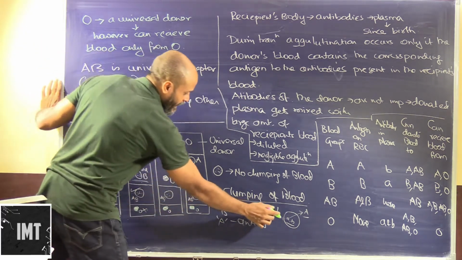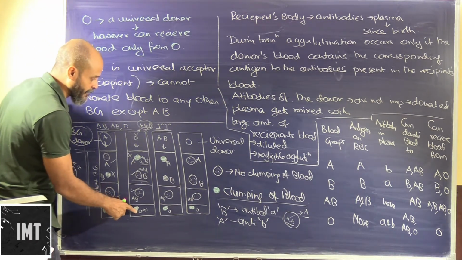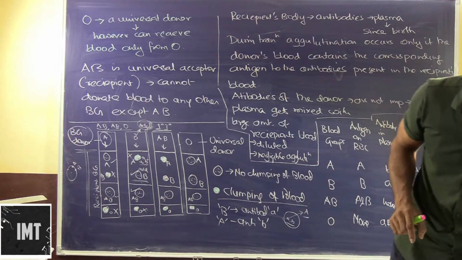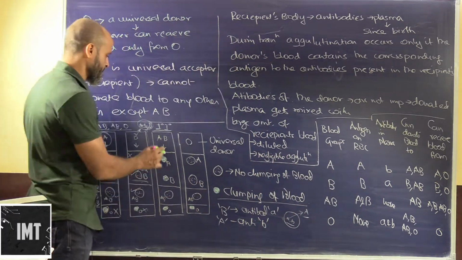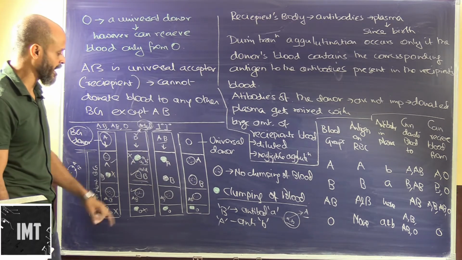Because in O we have both the antibodies A and B present, and antibody B will react with antigen B, and hence it will create a problem. Okay, so again we cannot administer this.